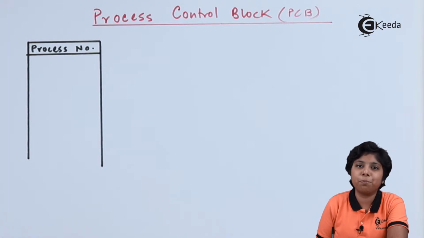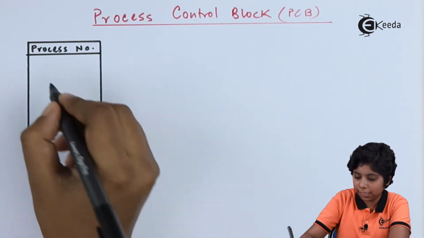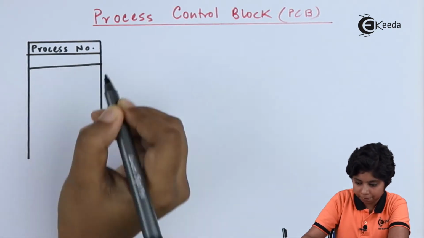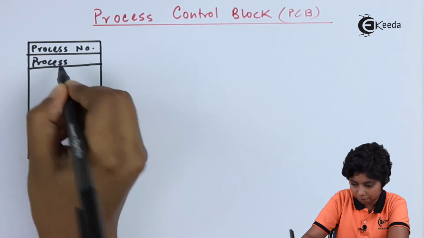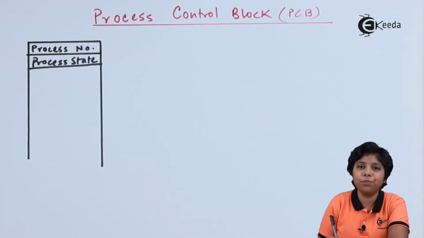The next one is the process state. The process state can be any of the new, ready, running, waiting, or halted or terminated states. So we include the process state in the PCB. The next one is the program counter. The program counter contains the address of the next instruction that is to be executed for this process.